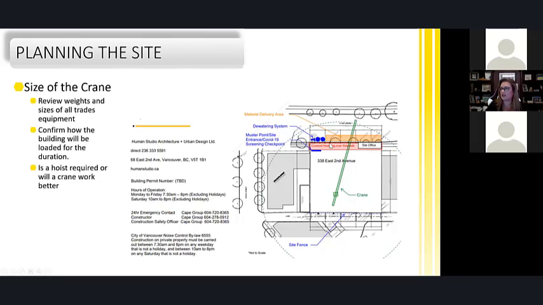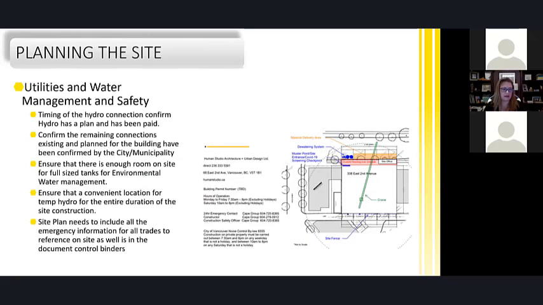So these are all the types of constraints we're reviewing at the very beginning with the trades. It's really key, and we're finding it much more useful. It's just like all of the things that we've demanded of our design groups that we work with, we're now demanding of our trade groups. Our utilities, water management, and safety, this becomes a really big conversation.